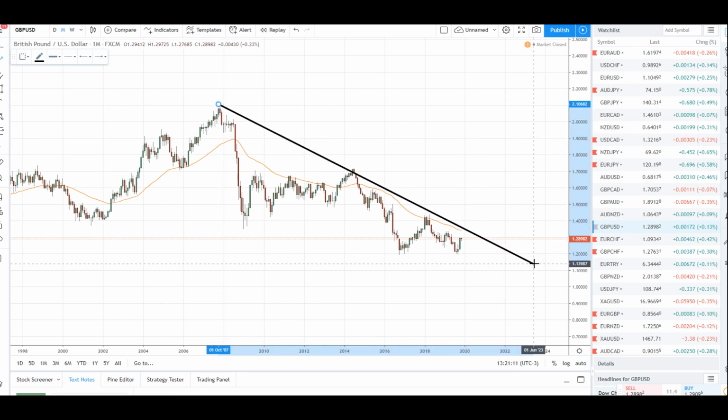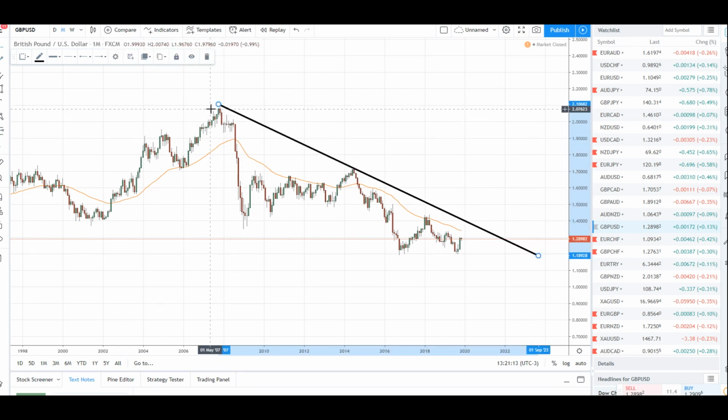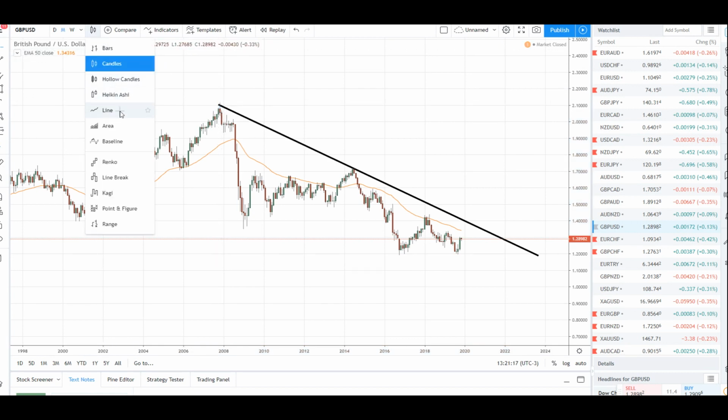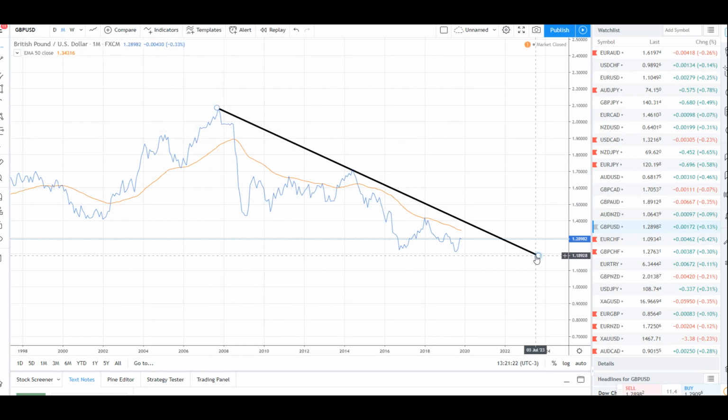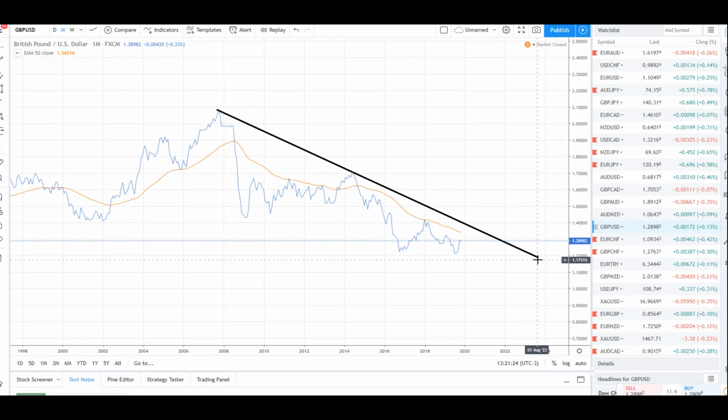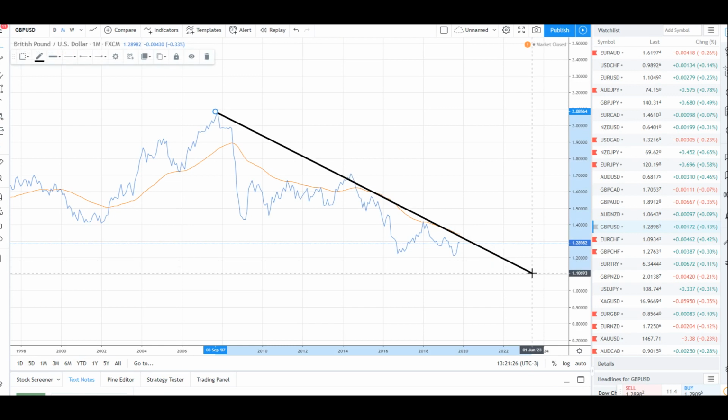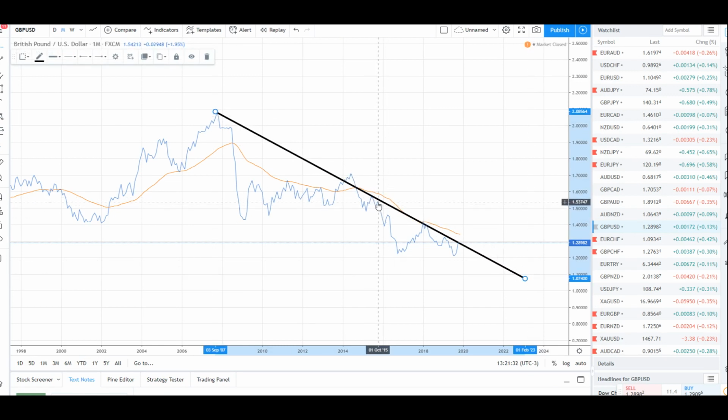So let's begin with the trend line. Most people would draw a trend line like this, but I don't think this is accurate. Why? Because if we go into the line chart, as you can see, there are only a couple of touches here. You want to draw a trend line where there are the most touches.